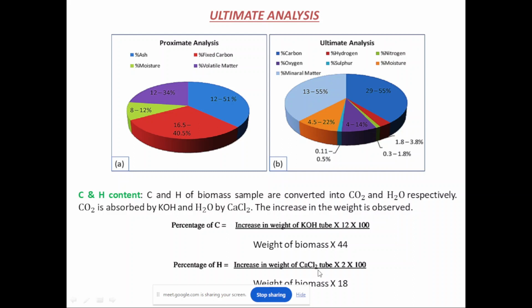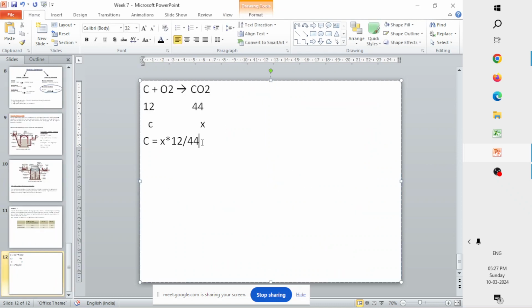Similarly, it is for the percentage of hydrogen also. So H2 plus half O2 gives you H2O. H2's molecular weight is 2, H2O's weight will be 18, and you know how much water is going to get absorbed by your CaCl2. So that is the increase in the weight of that particular tube, and let me just show that also. So H2 plus 0.5 O2 will give your H2O.